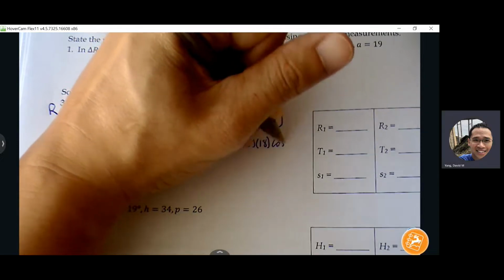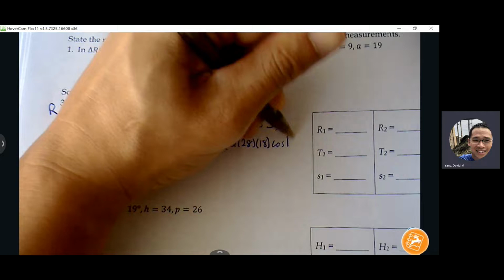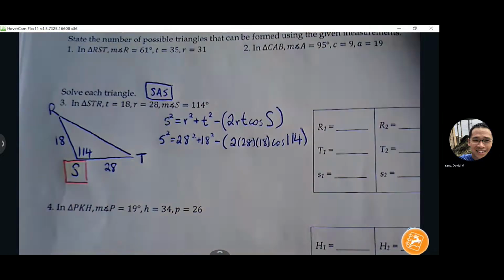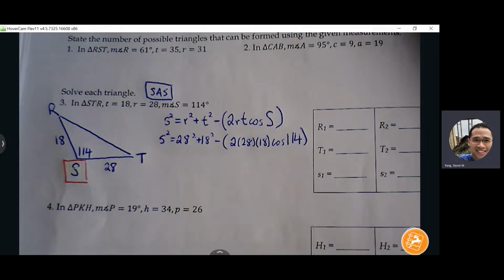Make sure you're in degree mode. Practice entering into the calculator. Hit the square root.